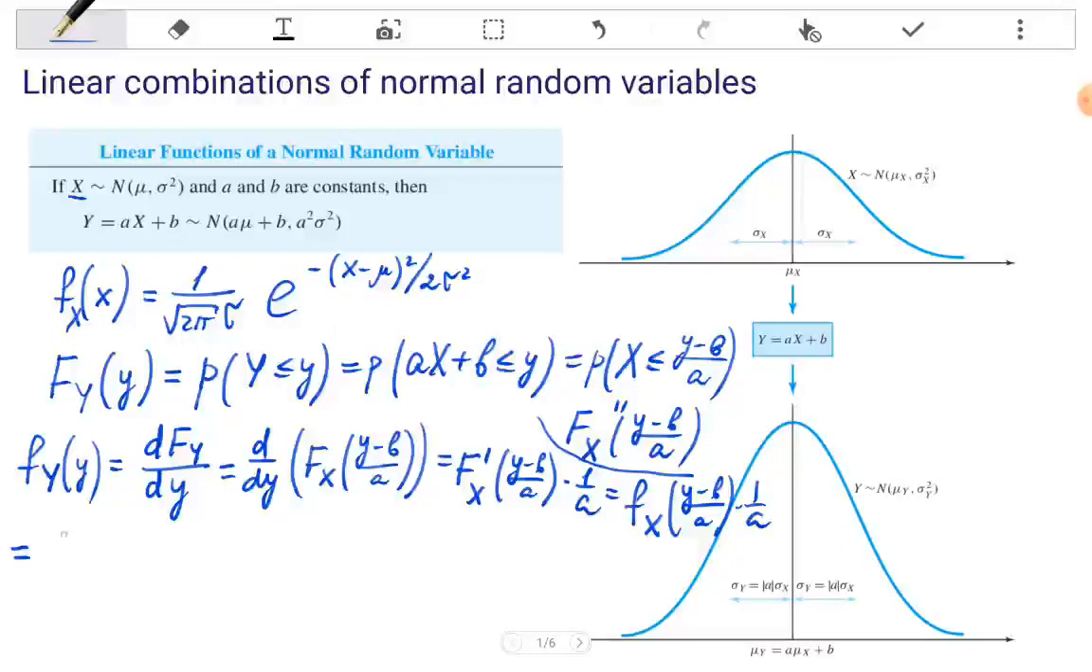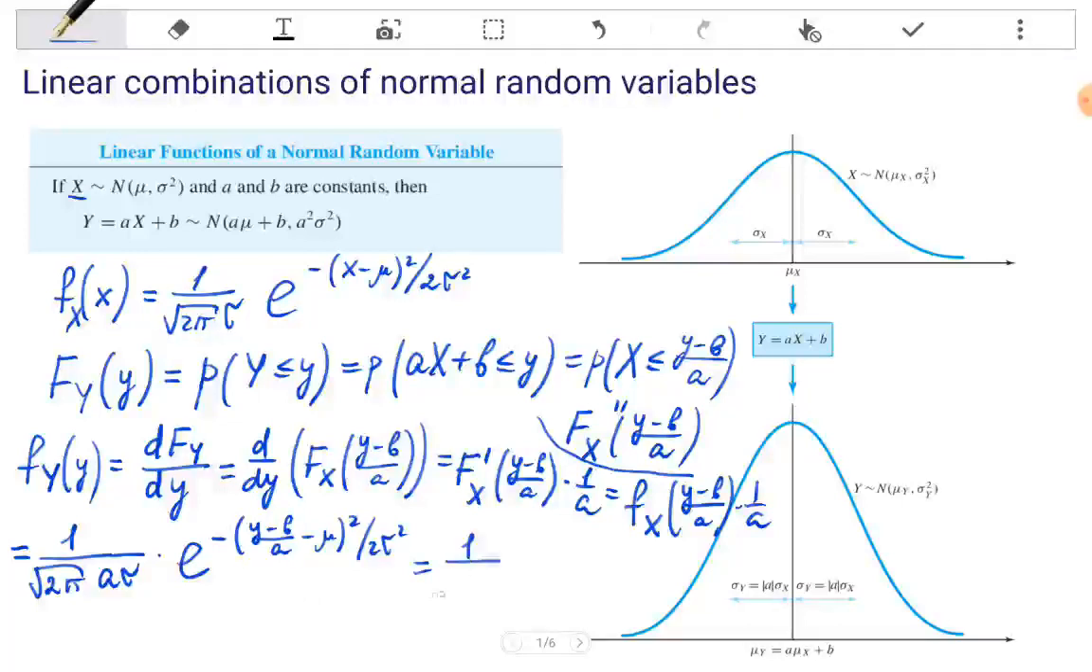So this is 1 over the square root of 2 pi times a sigma, times e to the power, and instead of x here we write this value, ((y minus b) over a minus mu) squared over 2 sigma squared. If we simplify this power, you will see that this is 1 over the square root of 2 pi times a sigma, e to the power minus (y minus (mu a plus b)) squared over 2 sigma squared a squared, if we find the common denominator.